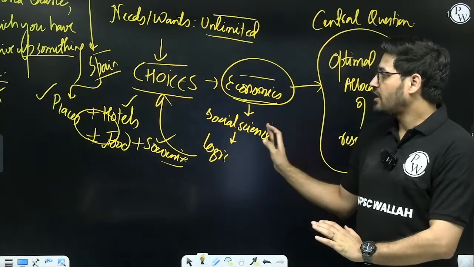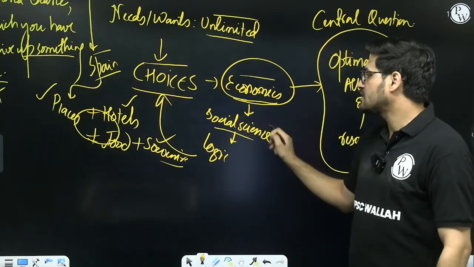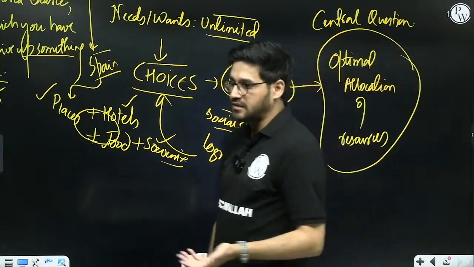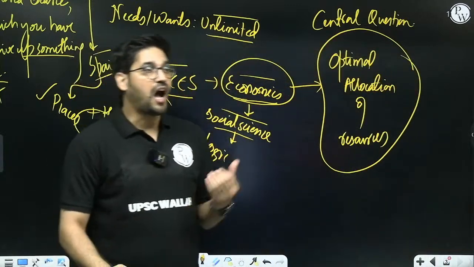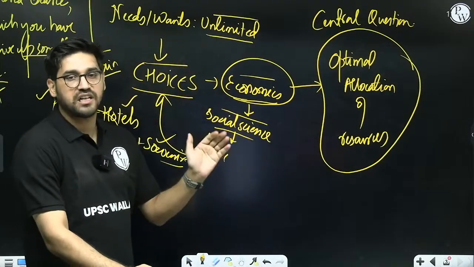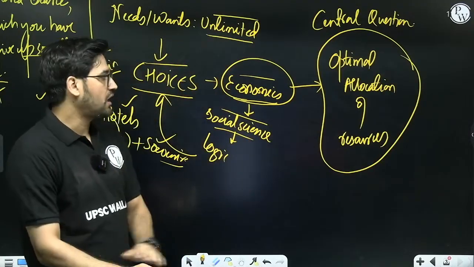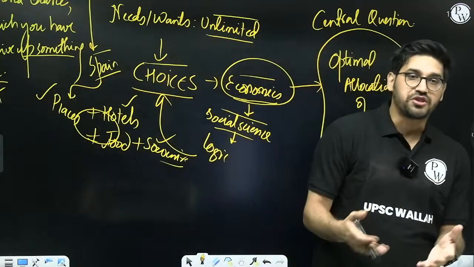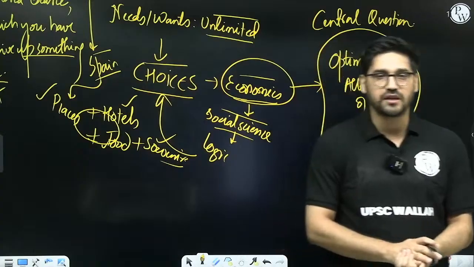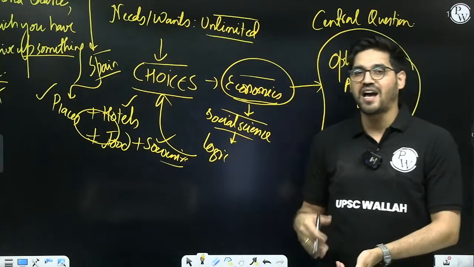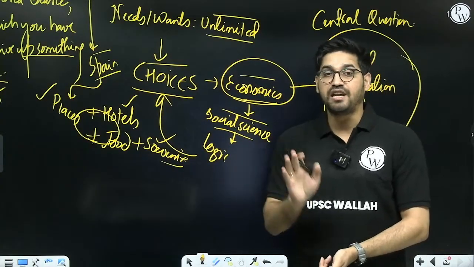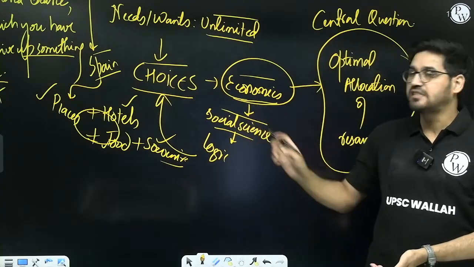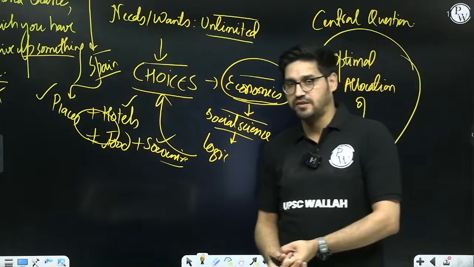Now remember, economics, I said, is a social science. Economics is not a natural science, right? How is a social science different from a natural science? How is it different from physics? How is it different from chemistry? How is it different from mathematics? How is economics as an academic discipline different from the rest of natural sciences? Why do we say that economics is a social science?